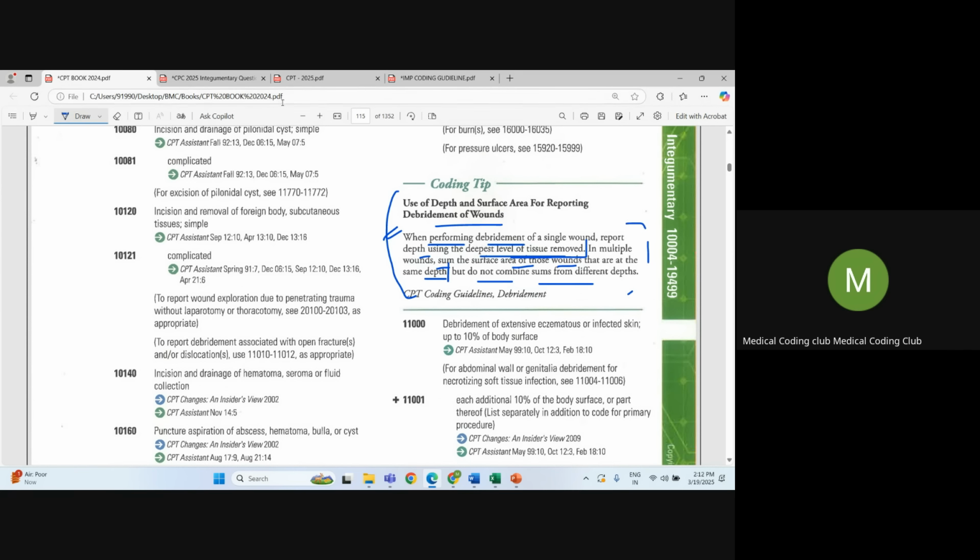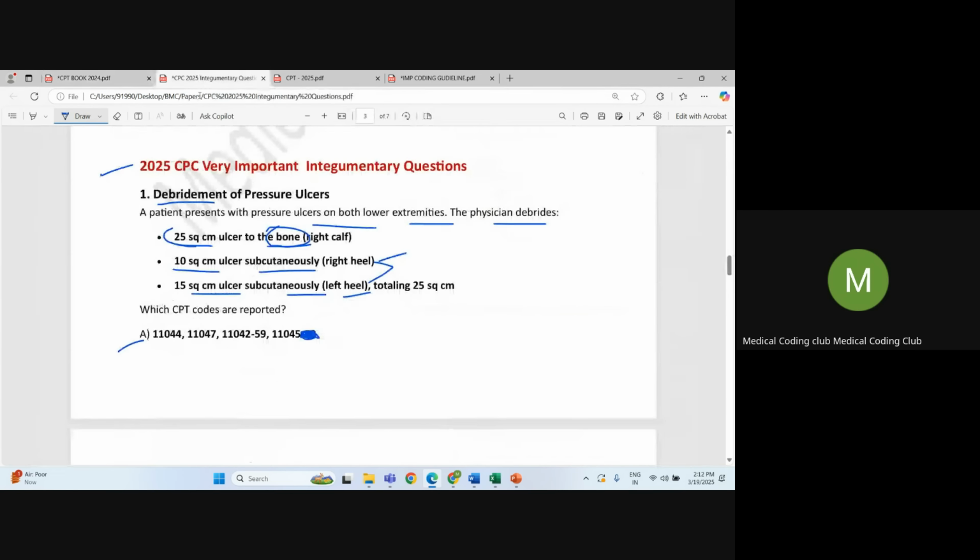In our question, we have multiple wounds: one wound on the right calf, and the remaining on the right heel and left heel. So you have to check the depth. In the right calf, there is bone level debridement, and for the right heel and left heel, the depth is the same, subcutaneous level. So for subcutaneous and subcutaneous, you can add the square centimeters, and you can give only one set of code.